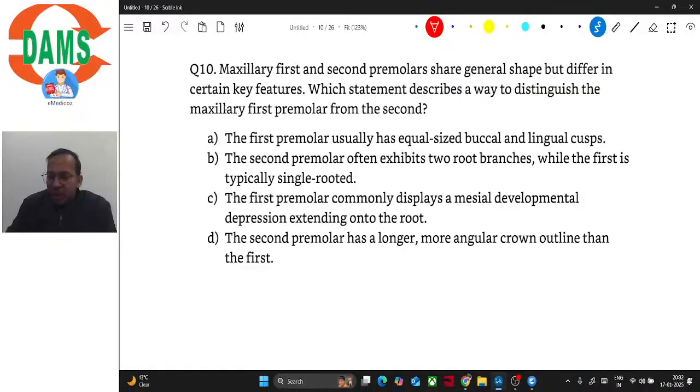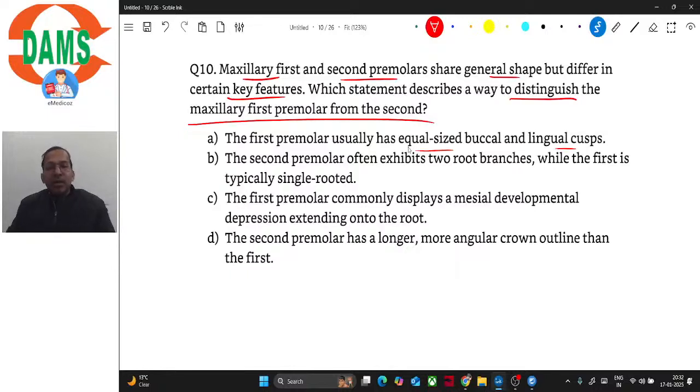Question number 10. Maxillary first and second premolars share general shape. So the general shape is almost similar, isn't it? But they differ in certain key features, right? Which statement describes a way to distinguish the maxillary first premolar from the second? So we have to find the statement which helps us distinguish the first premolar from the second. So the first premolar usually has equal size buccal and lingual cusps.